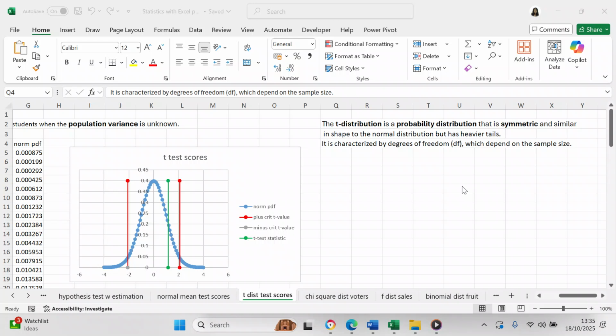In this video, what we're going to be talking about is the t-distribution and how it relates to hypothesis testing. So the t-distribution is a probability distribution that is symmetrical and similar in shape to the normal distribution, but it has heavier tails. It is characterized by degrees of freedom, which depend upon the sample size.